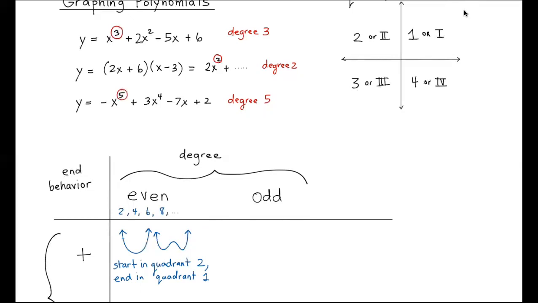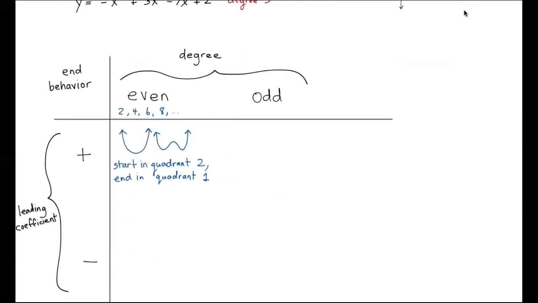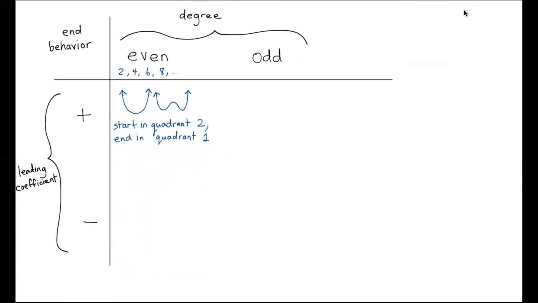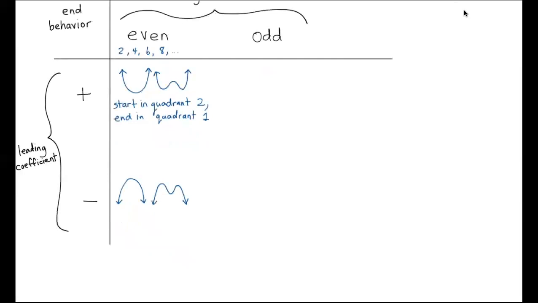Whereas if it was a negative leading coefficient, let's go down and talk about that for a second. Let's think about degree 2. A parabola with a negative leading coefficient is going to be a downwards facing, sad parabola. And if it was a quartic, it's going to do the same thing, but it's maybe going to have some wiggles in there in the middle. But the end behavior stays the same.